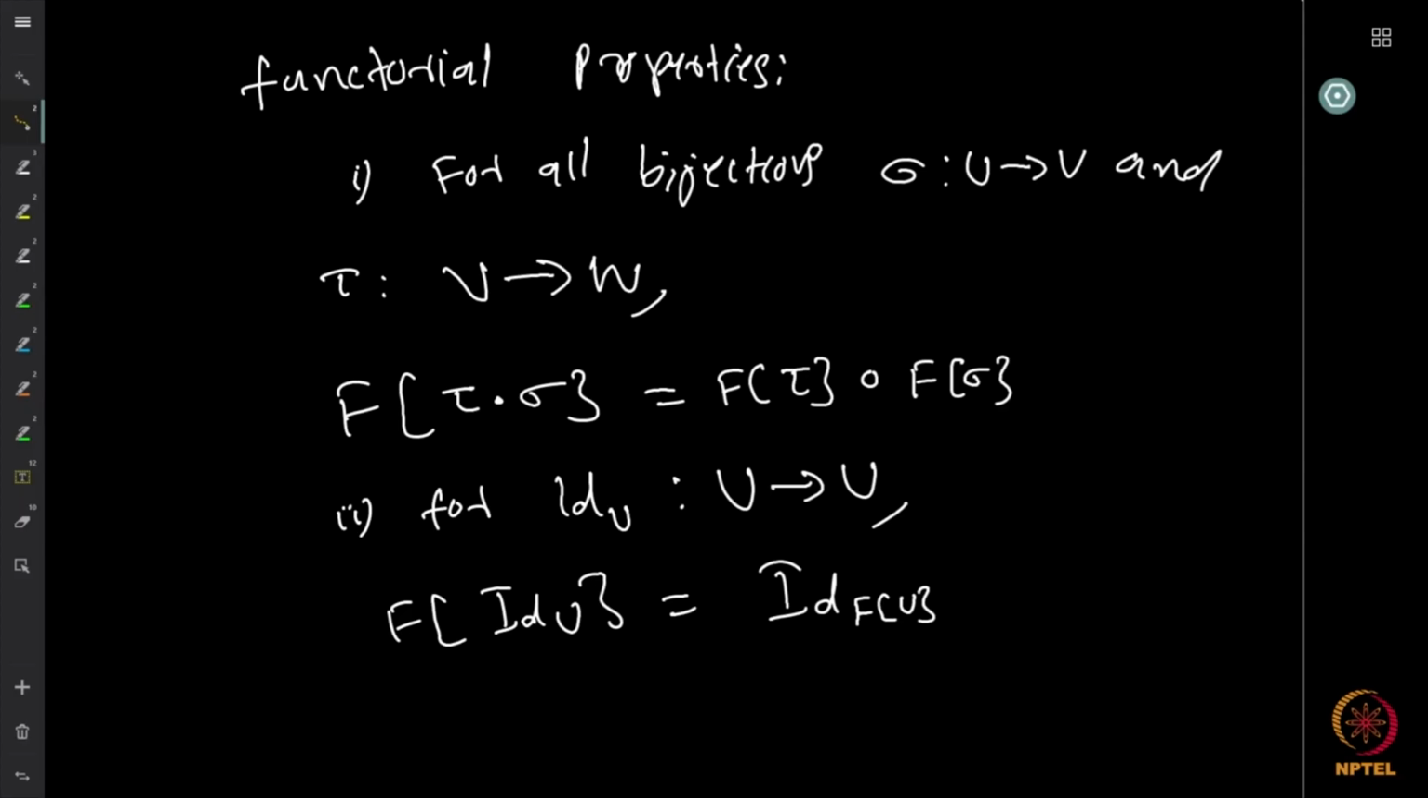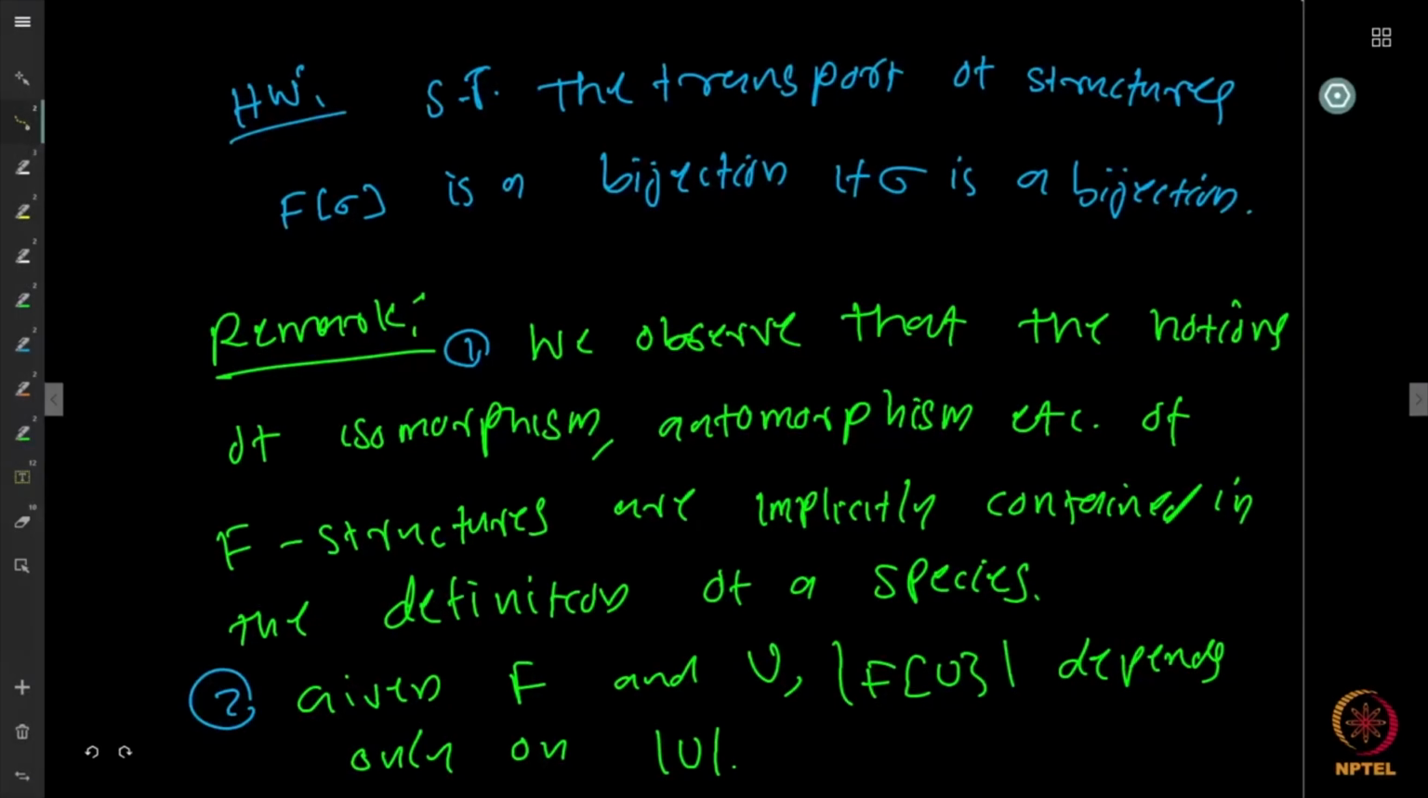So these two properties, 1 and 2 here, are called the functorial properties. When we talk about categories and functors in category theory, the functors satisfy these conditions. So that's the so-called functorial property. We are not going to go into details of category theory. That all comes in a specialized course on this. Now, as homework, show that the transport of structures is a bijection if σ is a bijection. So, for every bijection, the transport is also a bijection. It is intuitively clear, and it shouldn't be very difficult to prove.